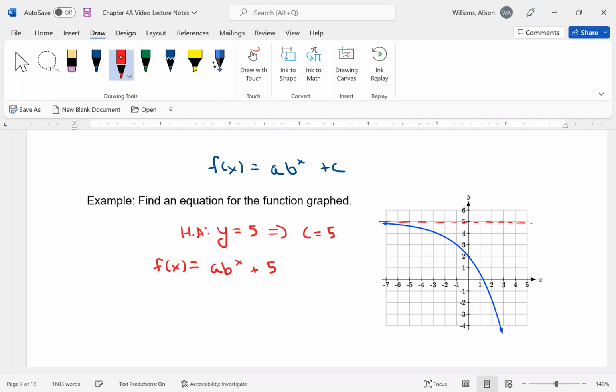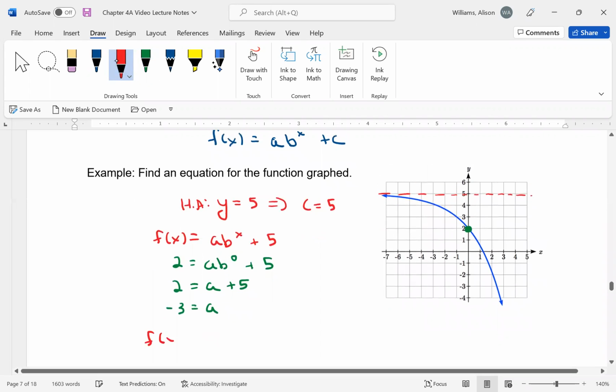It's 5. And I could probably figure out a pretty quickly since this is crossing at 2, right? That's our y value, 2. Here, let me plug that in, 2. And that's happening when x equals 0, right? That means that b to the 0 is 1. And if I subtract the 5, a is -3. That makes sense because -3 plus 5 will give us 2. So we've just figured out a and c. So f of x equals -3 b to the x plus 5.